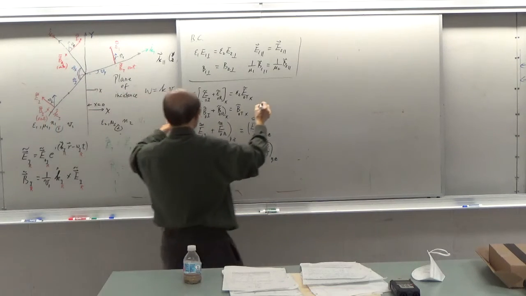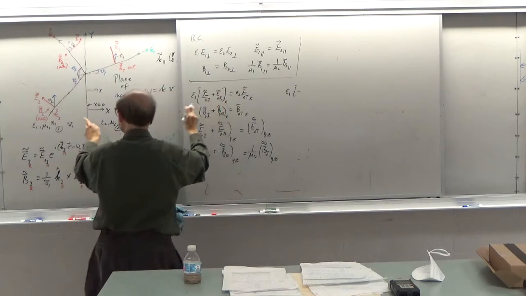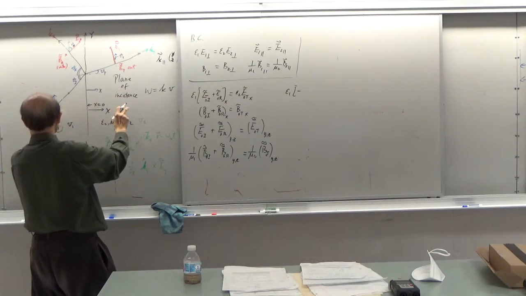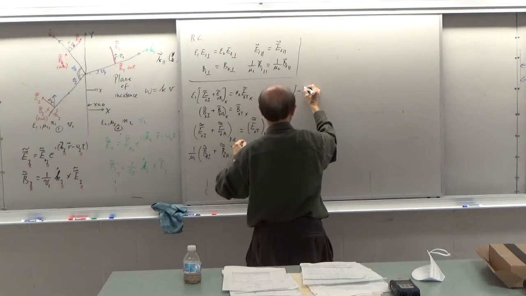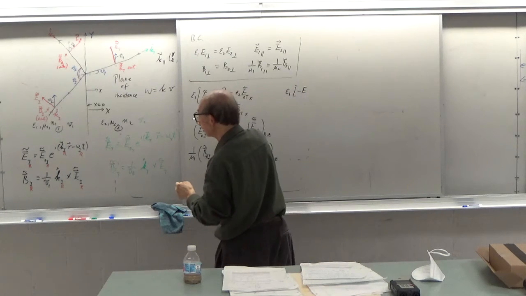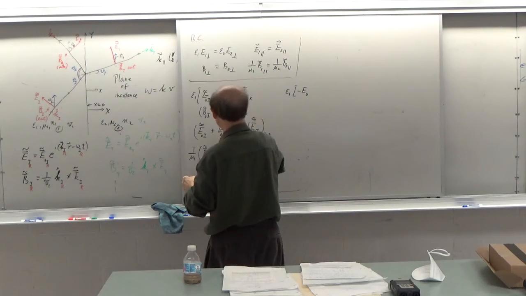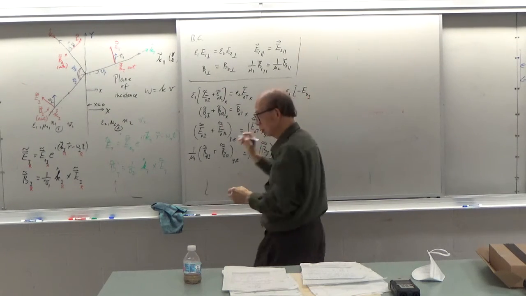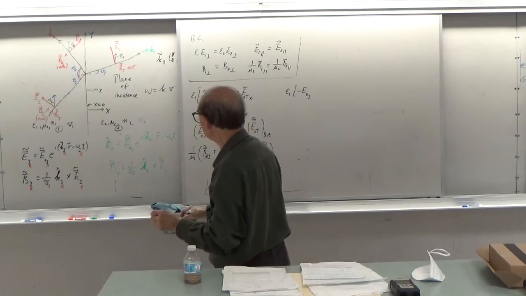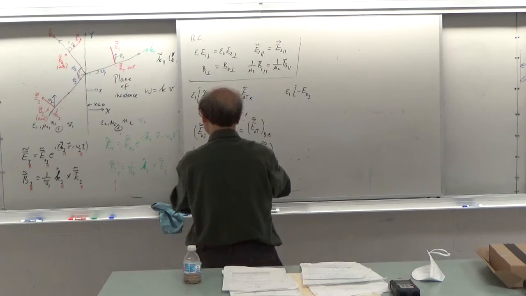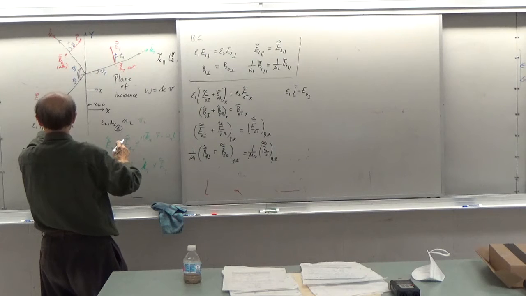So this gives me epsilon 1 with a minus sign, since the x component points away from the x direction, and this E_I is E naught. Let me be consistent with my notes. The x component is in this direction, so it's times sine theta I.